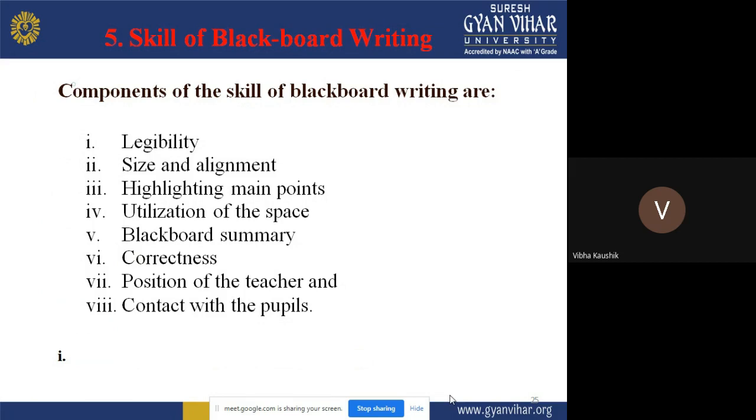Correctness: everything should be written in a correct way. Why? Because the students are writing the concepts from the board. Position: the teacher should keep the proper angle when he is writing on the blackboard. The teacher should keep an eye on the students also when he is writing on the board. Contact with the people: the teacher should be in continuous contact with the people by writing on the blackboard also.